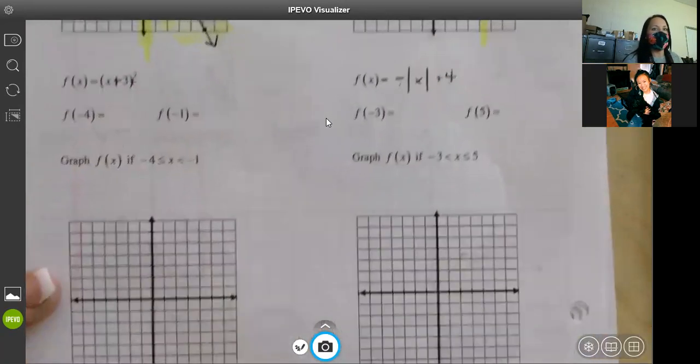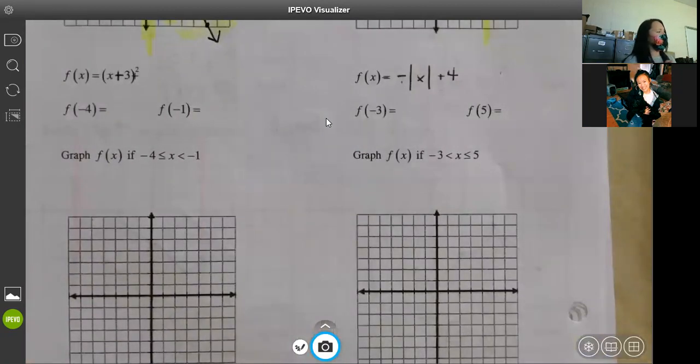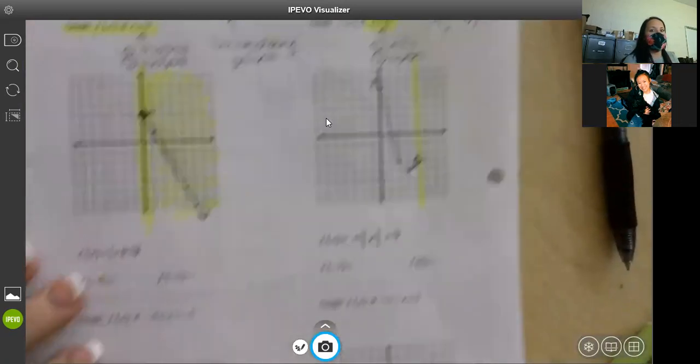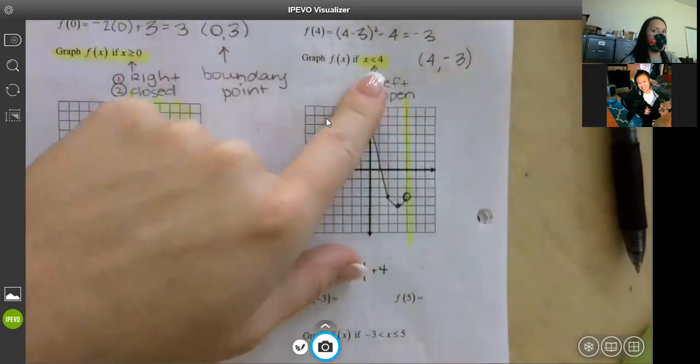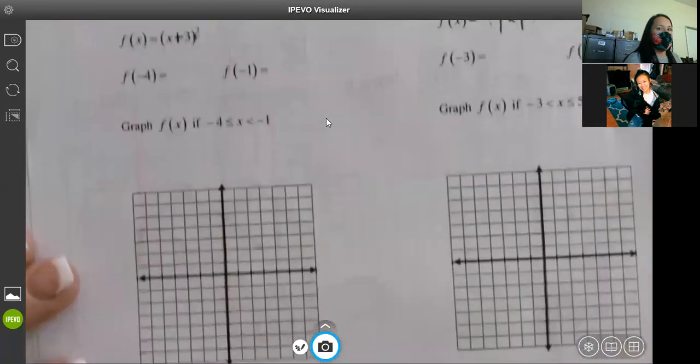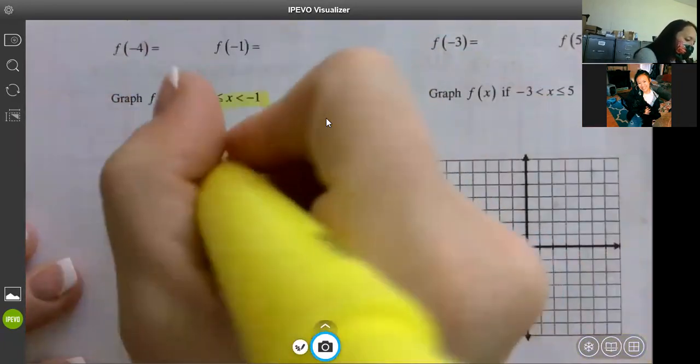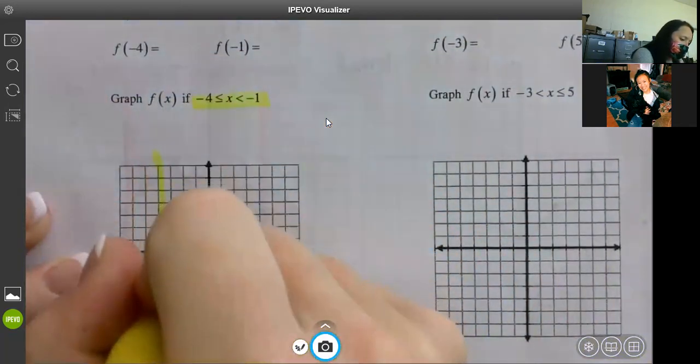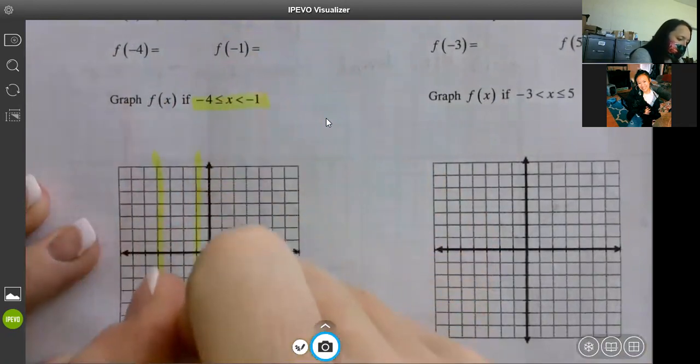Okay, so we're going to go up here. Where's our boundary line at this time? What's different about this one compared to the other two? Look at these boundary lines. Right here, x is greater than 0, x is less than 4. What's different about this one? There's 2 of them, right? So guess how many lines there's going to be? 2. Where are they going to be at? -4 and -1. So we're still going to do the same thing. We just have 4. 1, 2, 3, 4, -4, and -1.